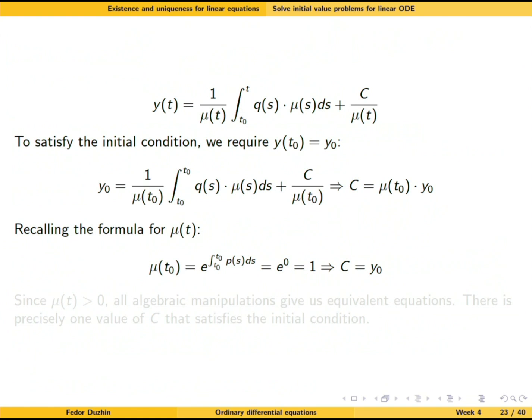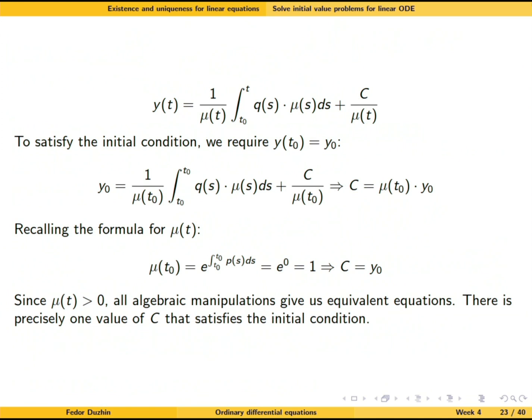It is important to understand that when we multiply by the integrating factor, since the integrating factor cannot be 0, all these algebraic manipulations are equivalent transformations. So when we apply these manipulations, every next equation that we get is not just a corollary from the previous equation, but is rather an equivalent equation. So we could not have obtained more solutions by doing that.